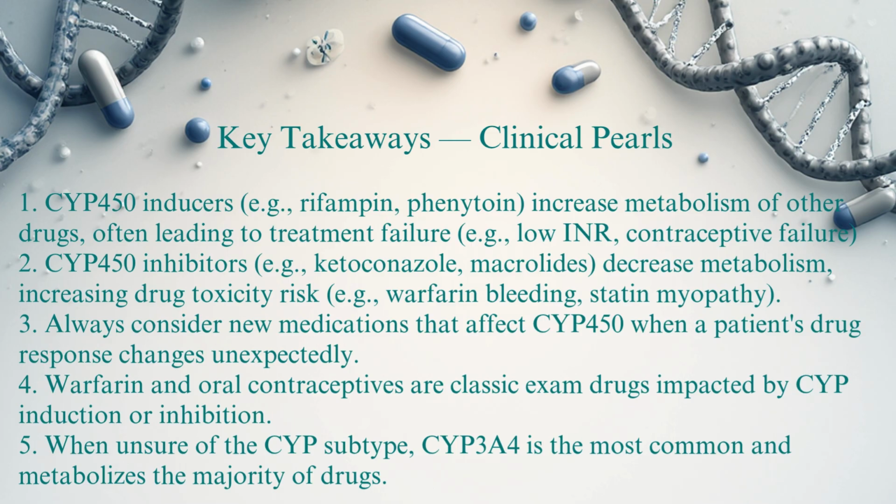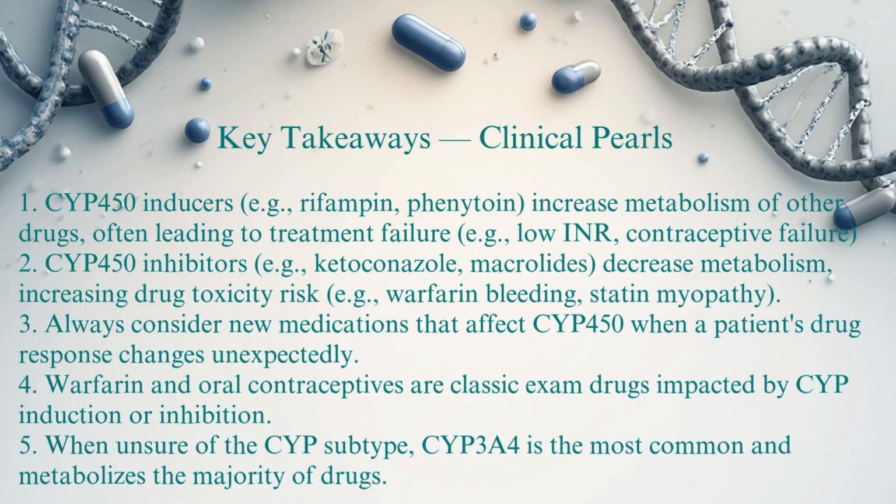Classic examples include a low INR in a patient on warfarin, or contraceptive failure in a patient on oral birth control. Second, CYP450 inhibitors, like ketoconazole and the macrolide antibiotics, decrease metabolism. That slows down clearance, causes drug levels to rise, and increases the risk of toxicity. For example, a patient on warfarin may develop bleeding when an inhibitor is added, or a patient on a statin may develop myopathy when its metabolism is blocked.